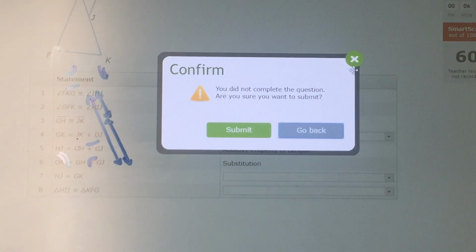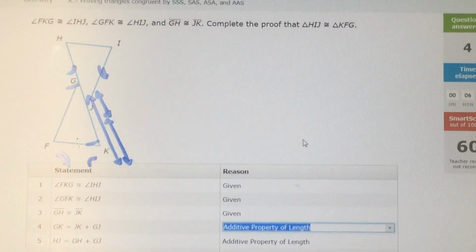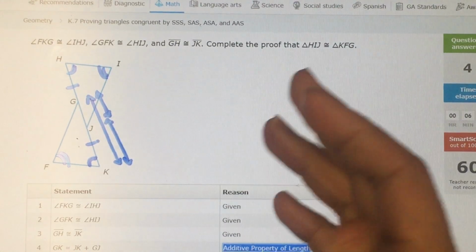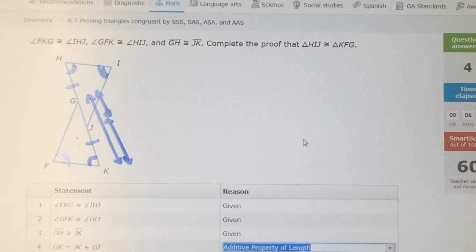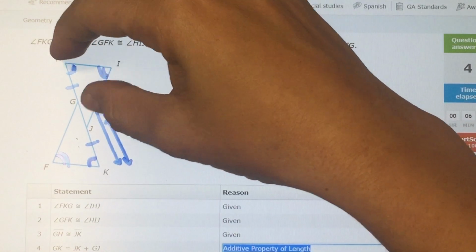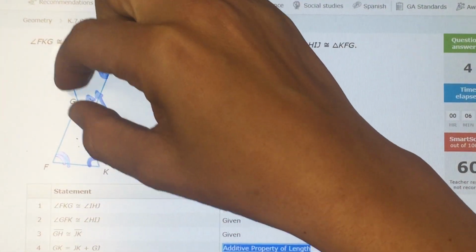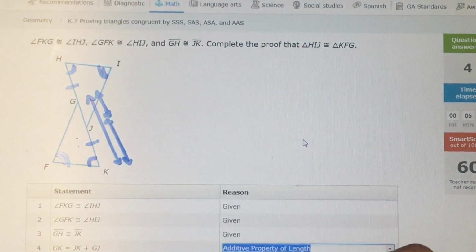Oh, I didn't finish. Oh, there's more. Okay, so then there's more. So now you have to go through it. And my markings are going to disappear. What do I do? Okay, well, I guess there's nothing I can do. I just have to keep going. Why is HJ equal to GH plus GJ? Because of additive property of length. Okay, I'm good with that.